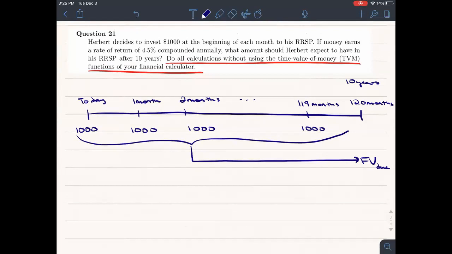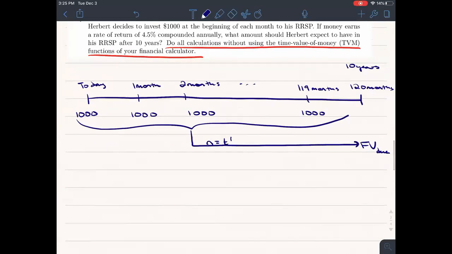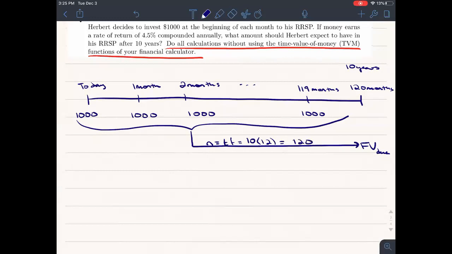Now, we've already calculated our n, so showing it on the arrow is kind of a formality. N is time times the frequency. Time is 10 years, 10 years times monthly payments, and so 120, which we already had to find to do our ticks. So that's why I say it's more of a formality.